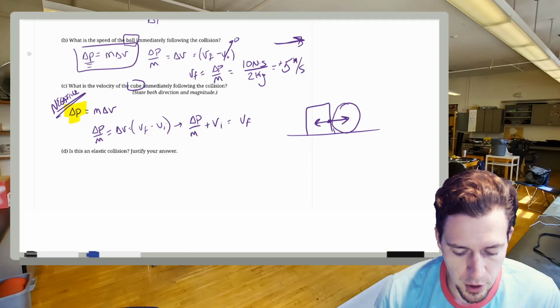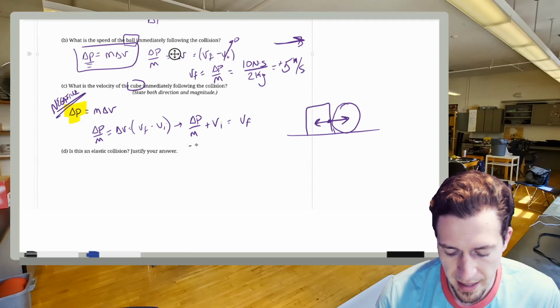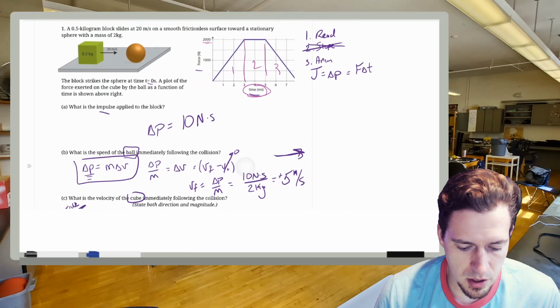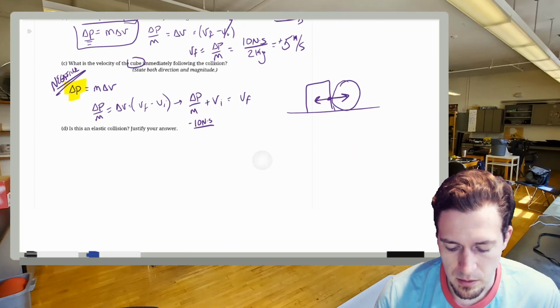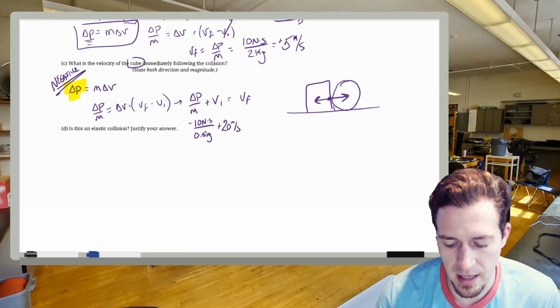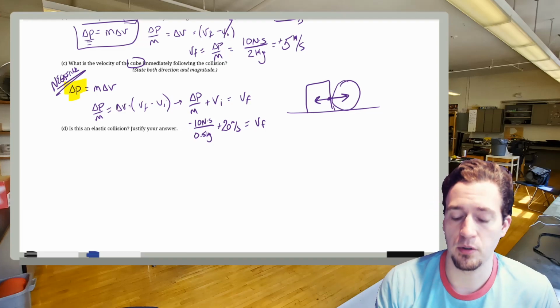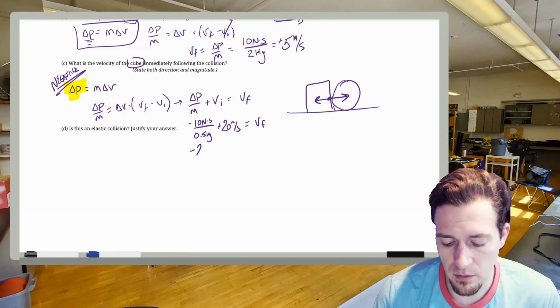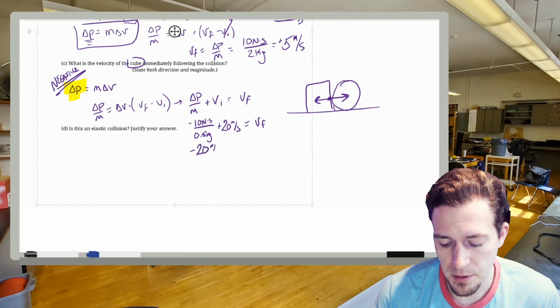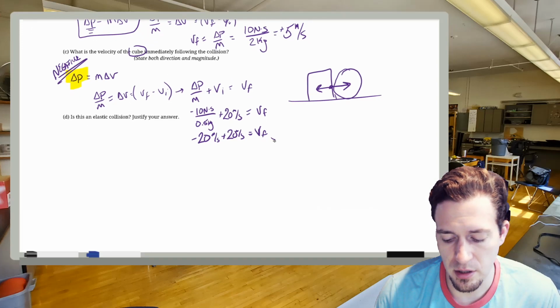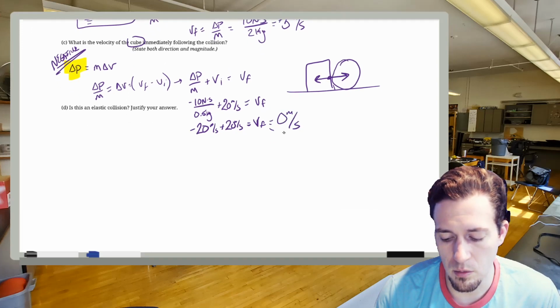be negative. So for the cube, this is going to be negative 10 Newton seconds divided by the mass of the cube, which was half a kilogram. So this is 0.5 kg, plus the initial 20 meters per second, and this will give me my final velocity. 10 divided by a half is actually multiplied by 2, so this is really negative 20 meters per second plus 20 meters per second. Final velocity then is actually going to be equal to 0.